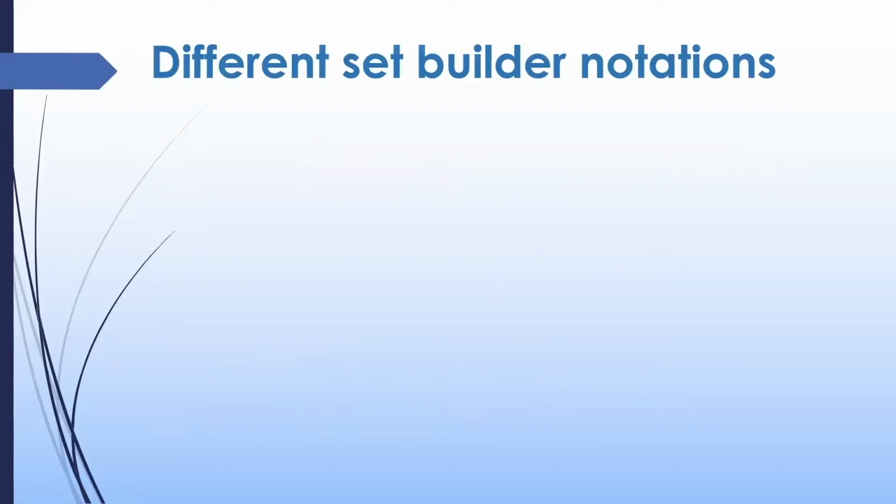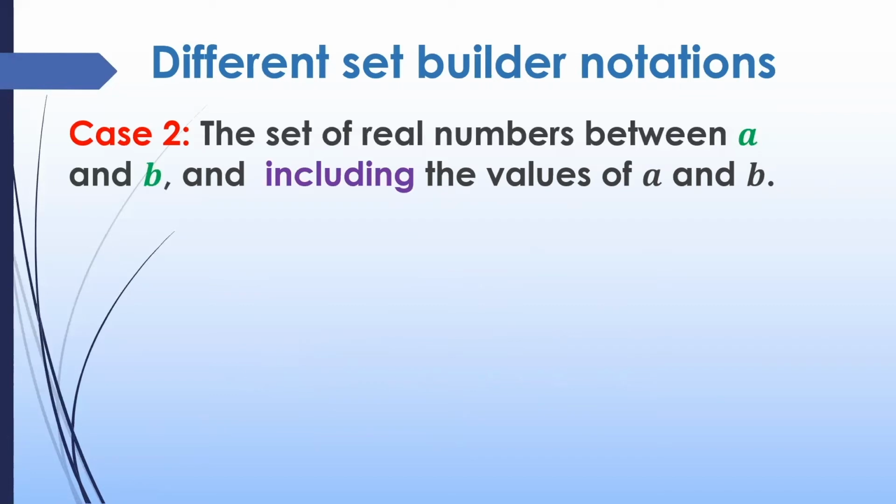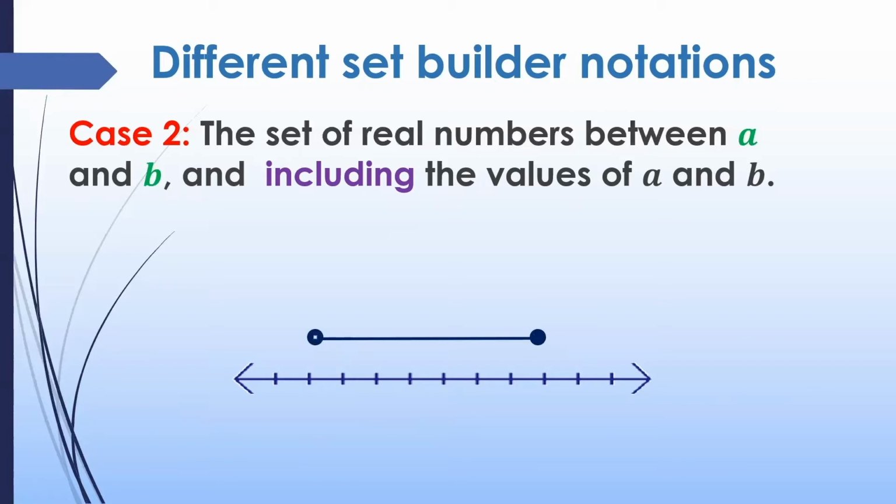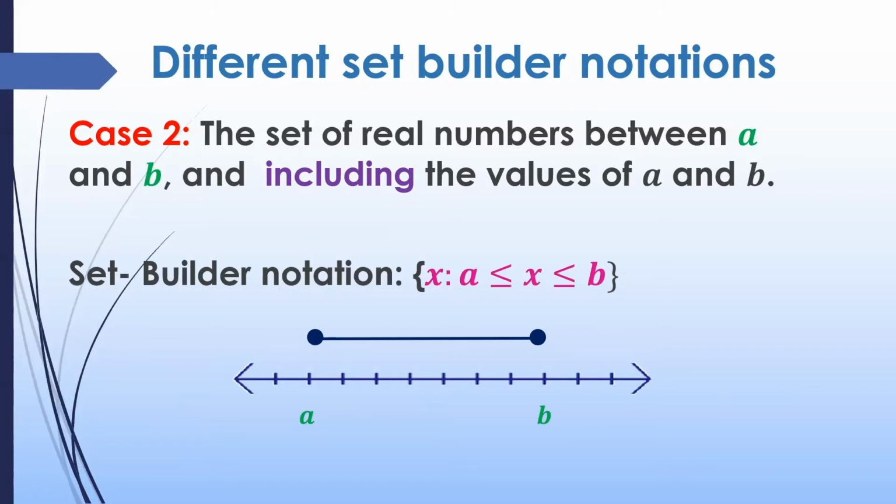Case 2. The set of real numbers between A and B and including the values of A and B. So here the values of A and B will be included. So this means that we are going to have 2 shaded circles at A and B, as you can see on the number line. So the set builder notation would be X such that X lies between A and B, including A and B.